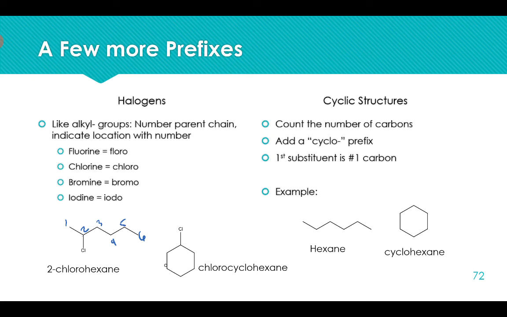We can also have cyclic structures. And so this is cyclohexane, indicating that it's 6 carbons in a ring. When you do substituents off of a cyclic structure, you have to assign one of the substituents to be a number 1, and you would do that in such a way to minimize the numbering. And so we do have to be mindful of that cyclo prefix. So the hexane is straight chain. Cyclohexane is a ring structure.